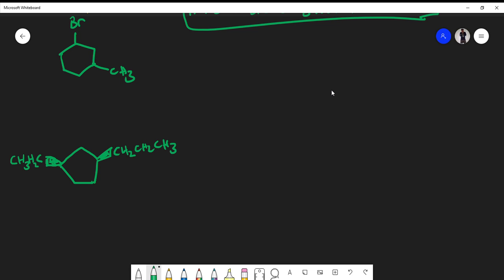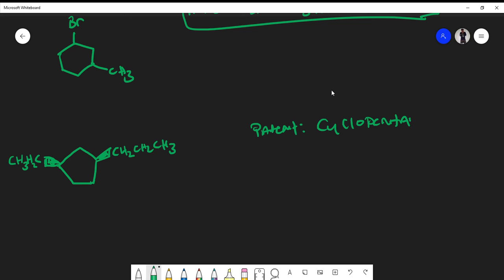Well, the first thing I'm going to do is locate the parent. So the parent in this case is a 5-membered ring, so this would be cyclopentane, 5-membered ring. Now, what are the substituents? Well, which one am I going to label carbon 1? Well, again, carbon 1 would be the ethyl group. Why? Because ethyl comes before methyl.